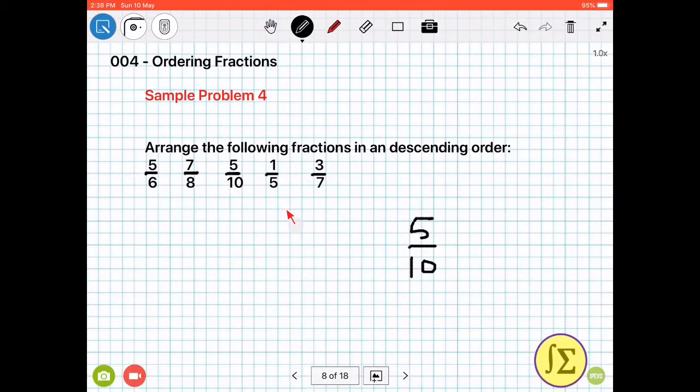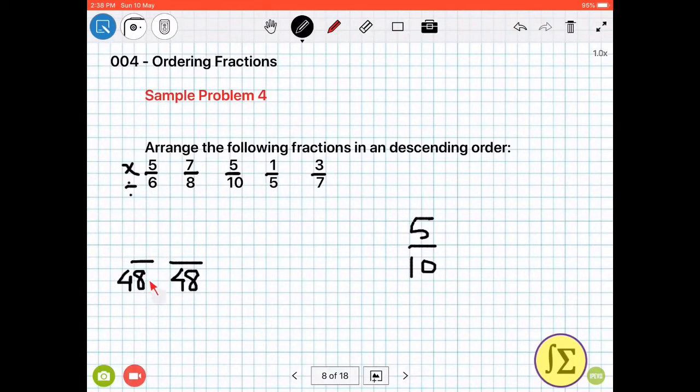Okay, so the easiest way, as I told you in the last lesson, is to get an equal denominator. All you have to do is multiply 6 and 8. 6 times 8 is 48. Okay, so this will be the denominator for the equivalent fractions.